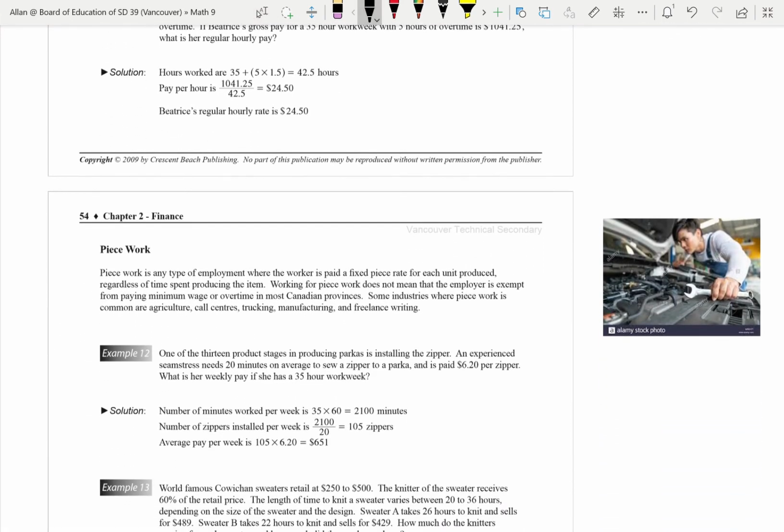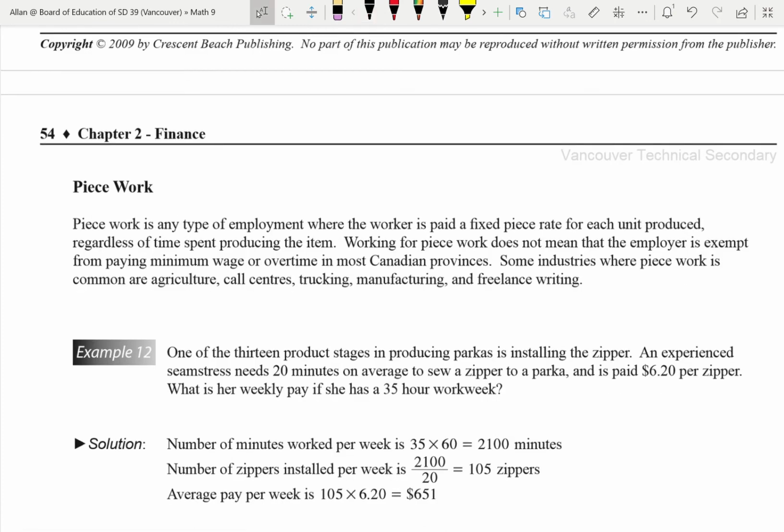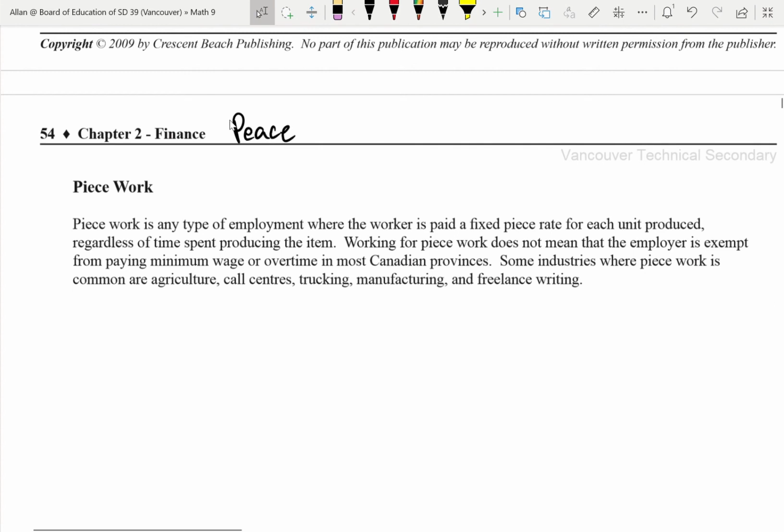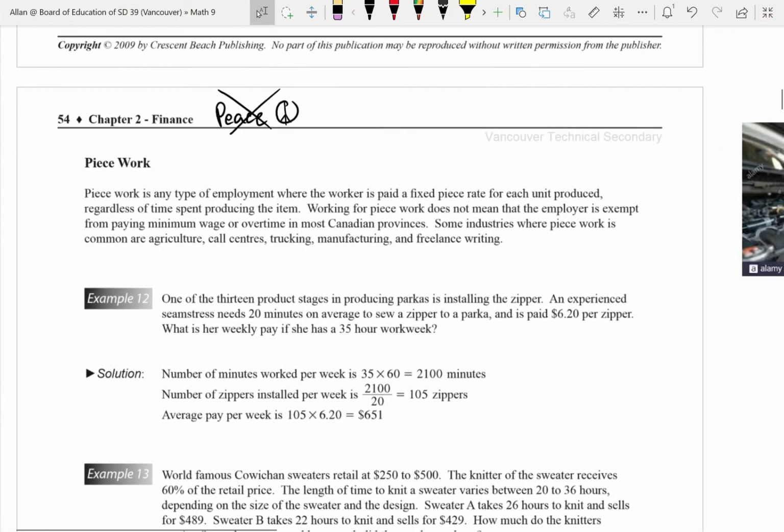The last type of job is what's called piecework. It's not piece as in this type of piece, it is piece as in pieces of something. So piecework applies to employment where the worker is paid a fixed price rate for each unit produced, regardless of time spent producing the item. You can sort of think of it like commission for building things.